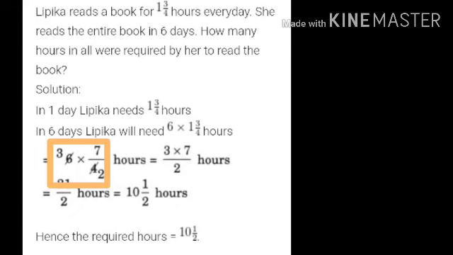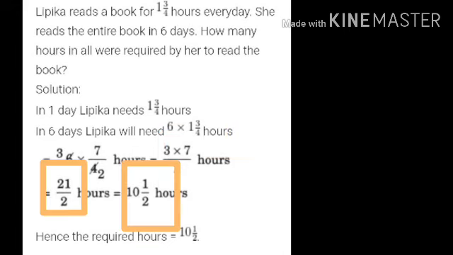So, 6 into 7 by 4. Then 6 and 4 are cancelled by 2: 4 divided by 2 and 6 divided by 2. Then we get 3 into 7 divided by 2, so 21 divided by 2 hours. It is converted into a mixed fraction. So we get 10 1 by 2 hours. Hence the required hours is 10 1 by 2.